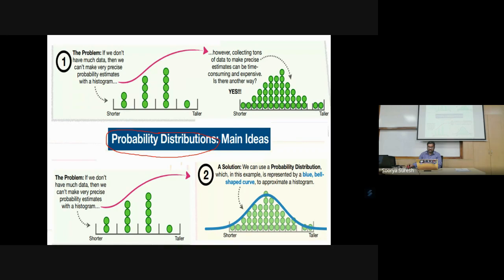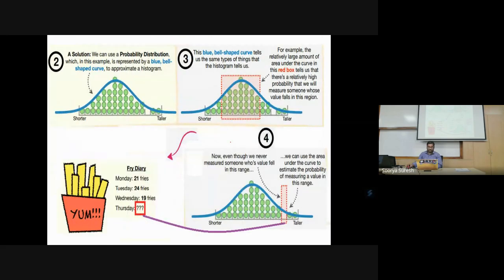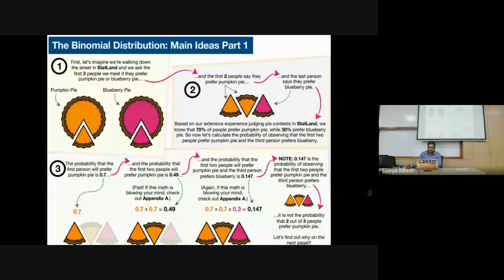So first we start with the binomial distribution. What is the binomial distribution here? Two cases are there: pumpkin pie and blueberry pie. Two pies are there. Now, first imagine, we are studying the binomial distribution.